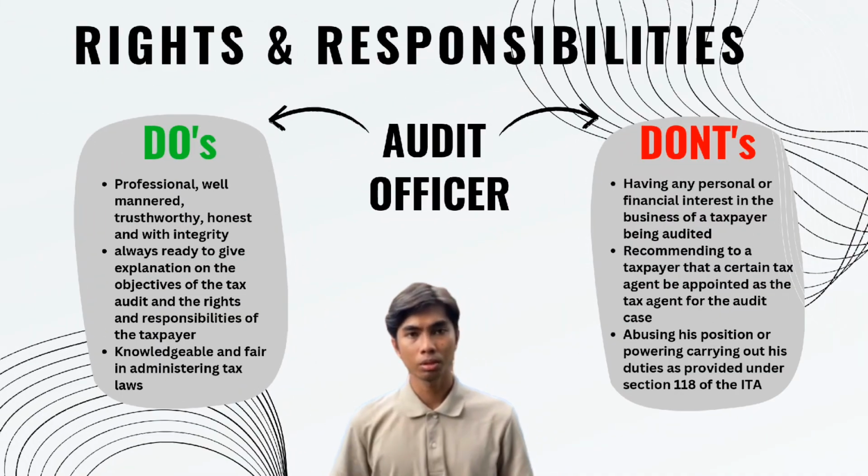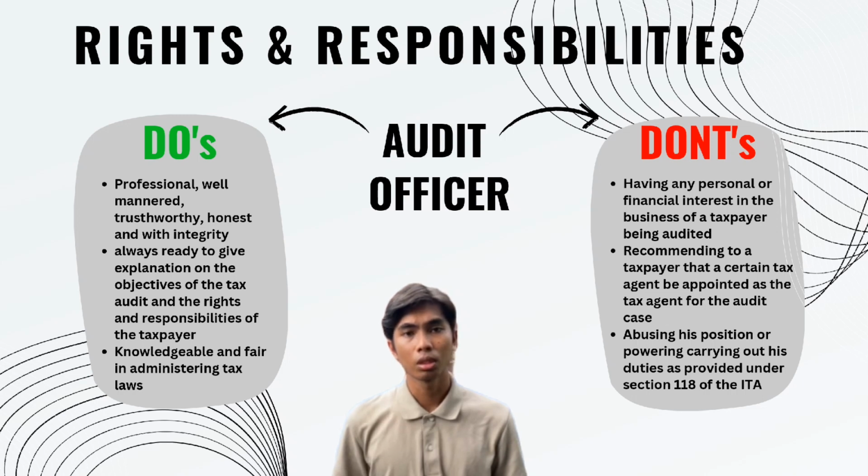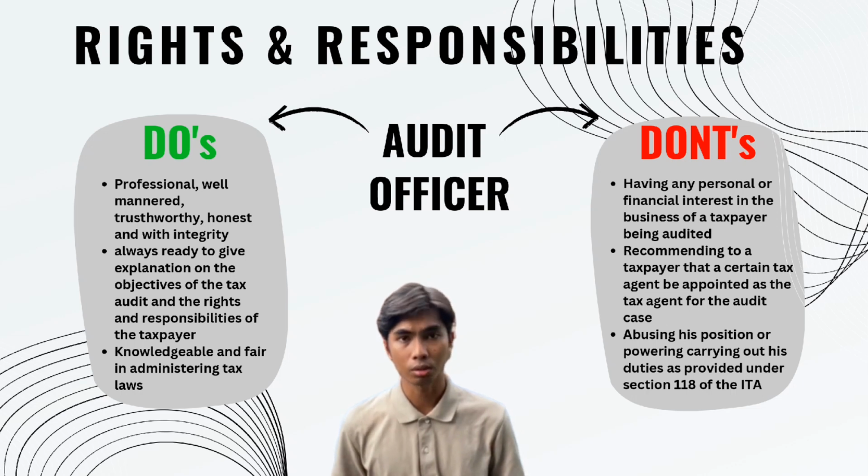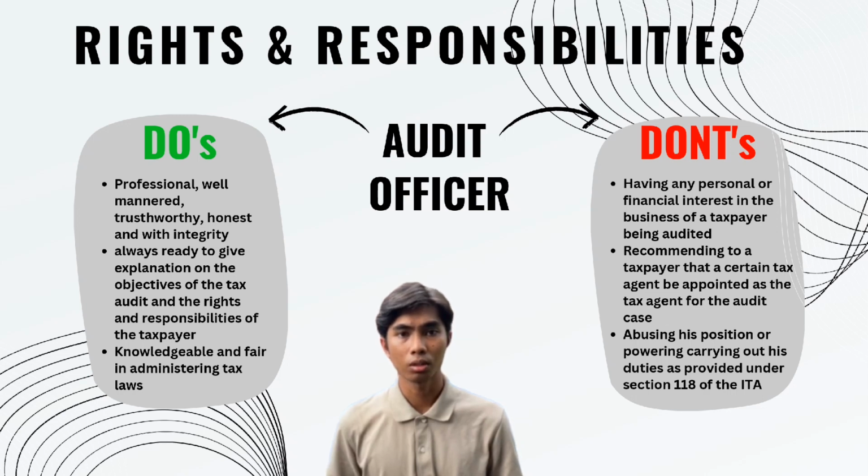For the rights and responsibilities of the audit officer, there are things that they must follow which are the do's and don'ts. 3 important points that the audit officer must do while doing the audit are: be professional, well-mannered, trustworthy, honest and with integrity. They must be ready to give the objective of the tax audit and the rights and responsibilities of the taxpayer, knowledgeable and fair in administrating tax laws.